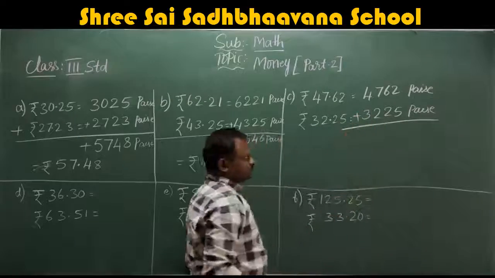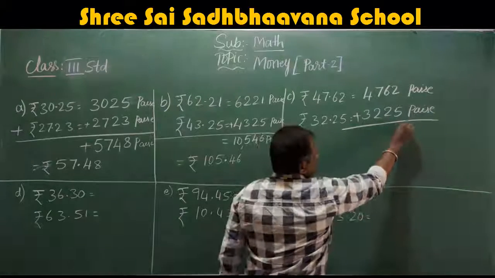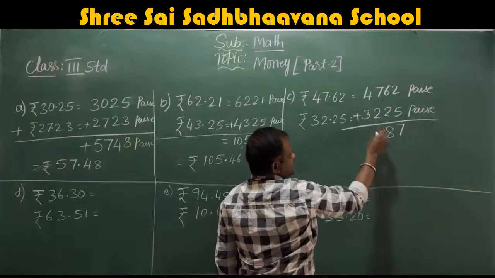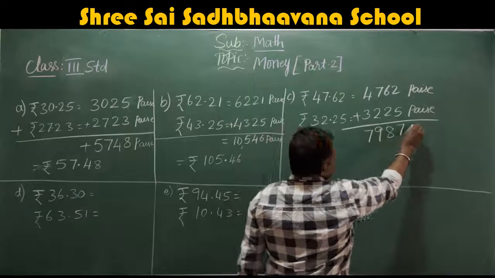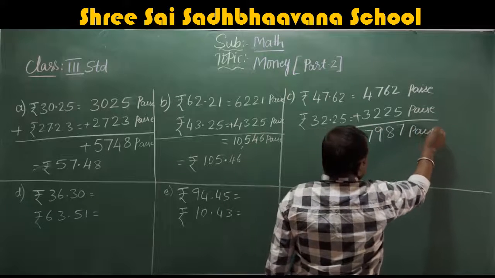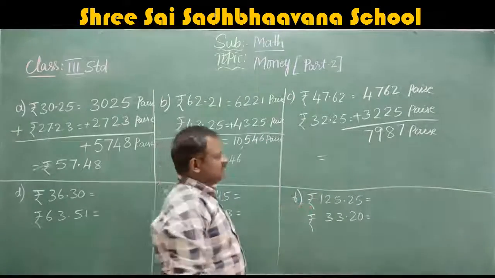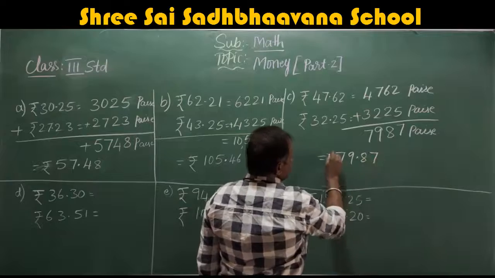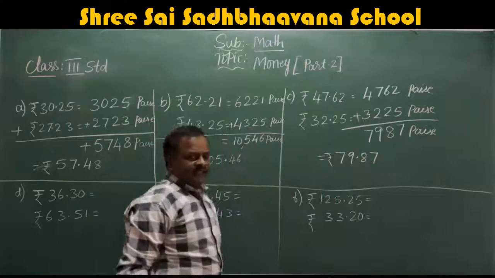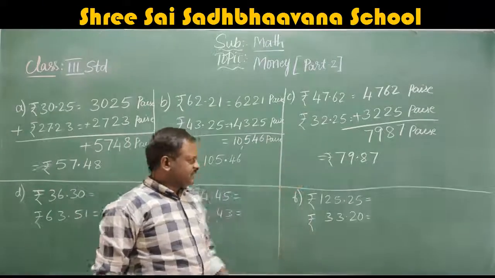Add: 5 plus 2, 7. 6 plus 2, 8. 7 plus 2, 9. 4 plus 3, 7. So total 7987 paise. When you convert this into rupees, this is 79.87 rupees. I hope you understand this one also.